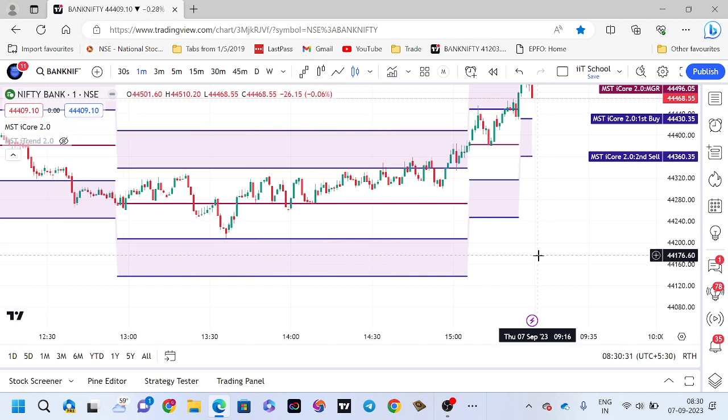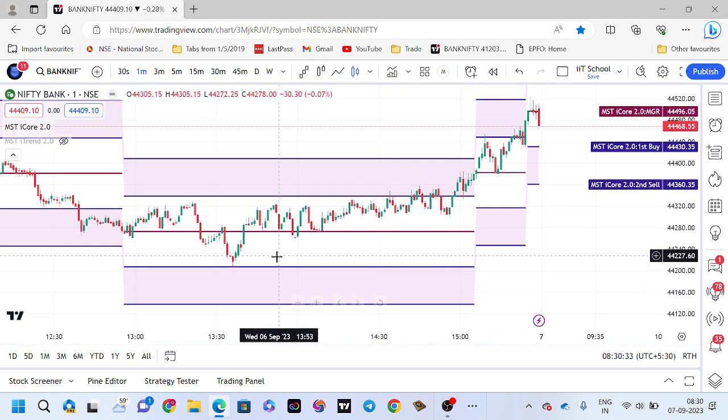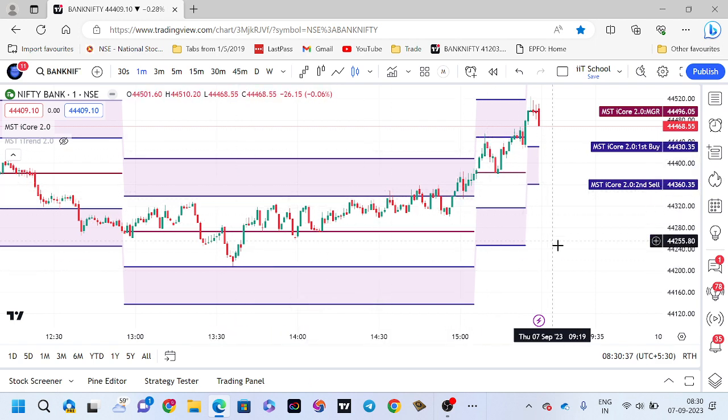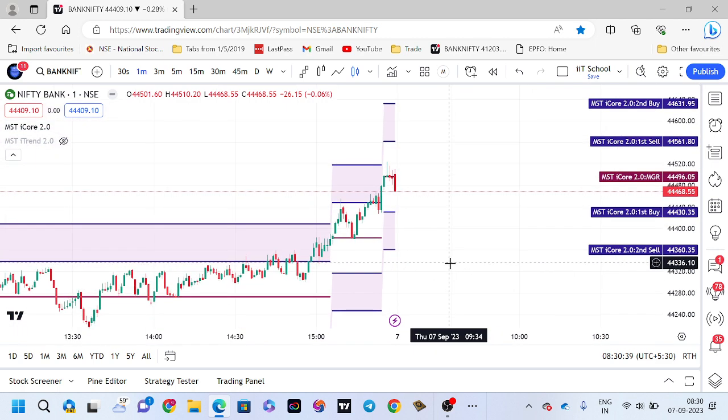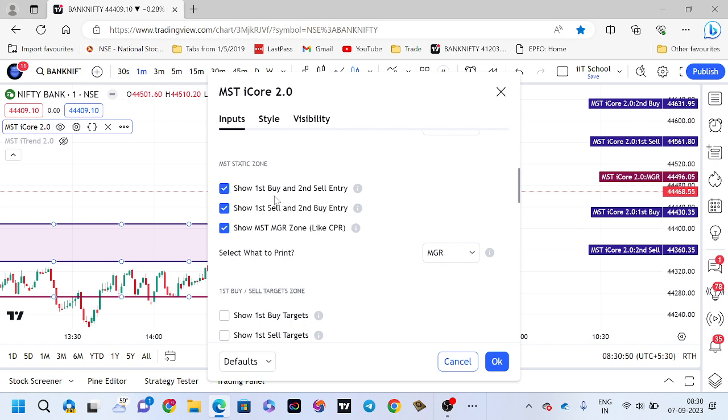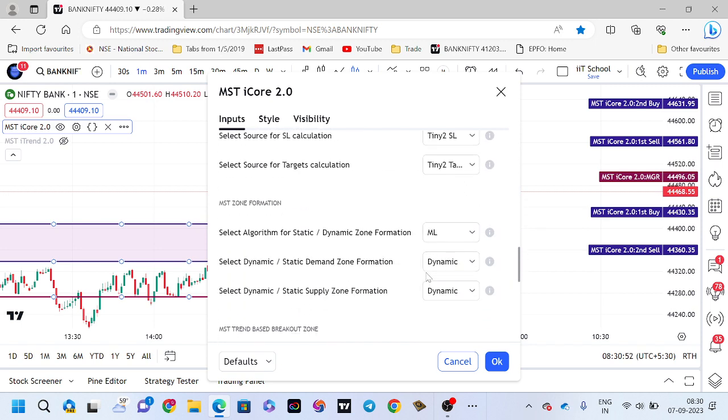You can enter later. See, yesterday the buy here activated perfectly and targets were hit. Here the sell activated and the target was hit. Today it is falling into our buy zone, and it might reverse from there. This is with the static zone with dynamic calculation. What I have done is take the static zone with the dynamic calculation.